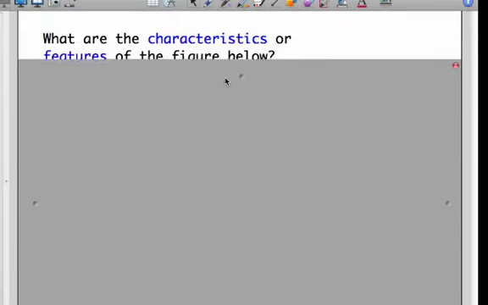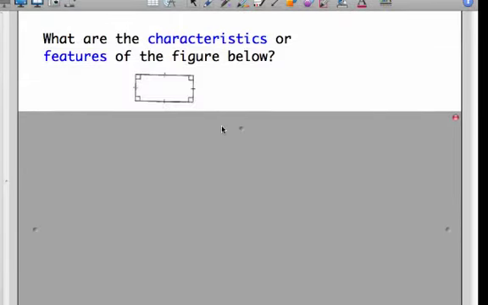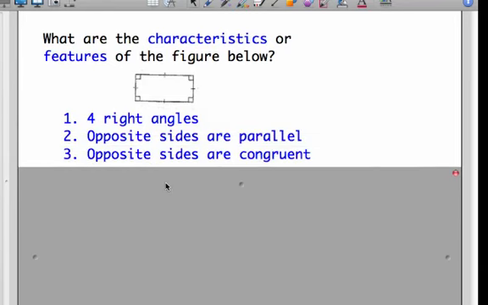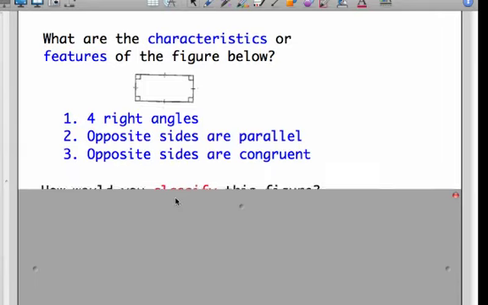Alright, behind door number 4, this is our last one, don't worry. You can close off this boring video in a second. What are the characteristics or features of this figure below? Well, it's got four right angles, it's got two pairs of parallel sides, and two pairs of congruent sides. So those are the main things. Opposite sides are congruent, opposite sides are parallel, and then of course the four right angles. And since it doesn't have four congruent sides, we can't call it a square.